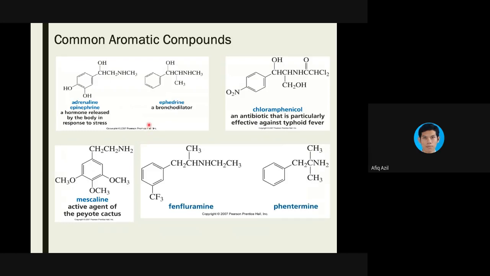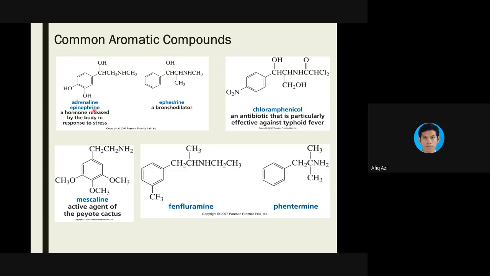Then these are some of the compounds available in our body that contain the benzene ring. First we have adrenaline and also ephedrine. It is a hormone released by the body to respond to stress. Adrenaline makes you slightly agitated, and you suddenly become energetic or something like that.